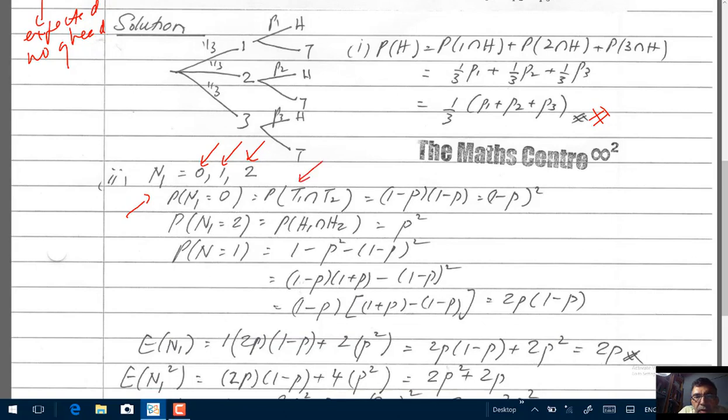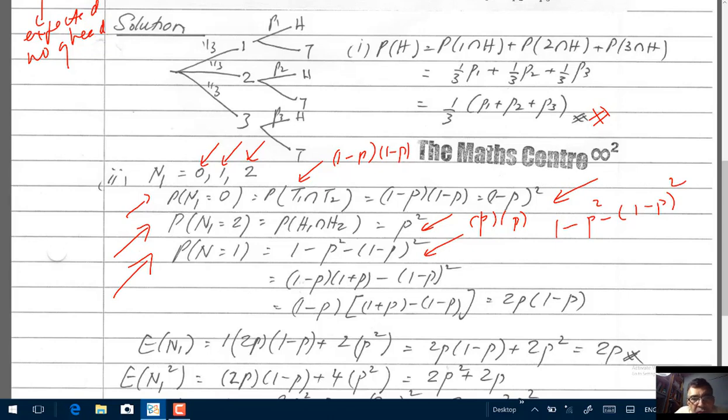The probability of getting a tail on one toss is 1 minus p, so you take 1 minus p times 1 minus p. The probability of no hits will be (1 minus p) squared. The probability of getting 2 hits will be p times p, which is p squared. The probability of getting 1 hit comes from total probability being equal to 1, so it will be 1 minus p squared minus (1 minus p) squared. That's what you see here. When you clean up the algebra, you'll get 2p times 1 minus p.